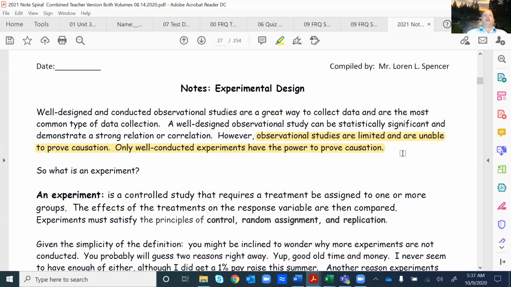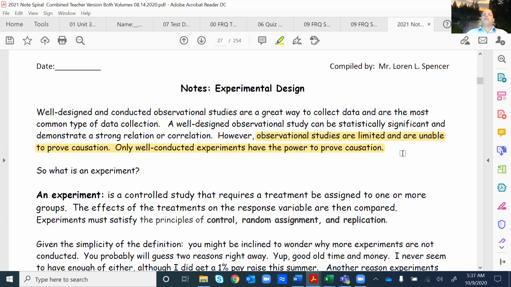So observational studies, we have randomization, absolutely. We randomly select the people. In an experiment, we randomly assign the treatment. In an observational study, you might consider that they chose their treatment. They chose which breakfast cereal to eat. In an experiment, we would randomly assign them a cereal to eat.